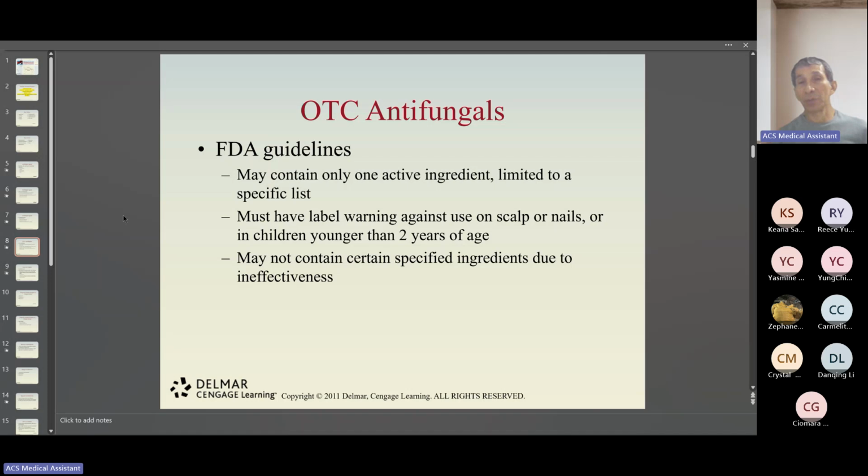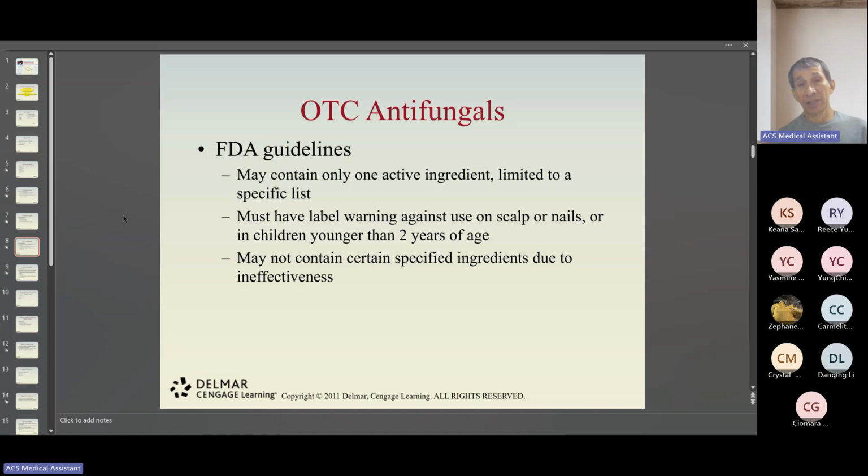Because remember, fungal infections like ringworm are very common. Athlete's foot, very common. Diaper rash, very common. So if we use this indiscriminately, not paying attention and not following all the recommendations, then we might cause some damage to the child. Remember, some intoxication. So that's basically what it is.